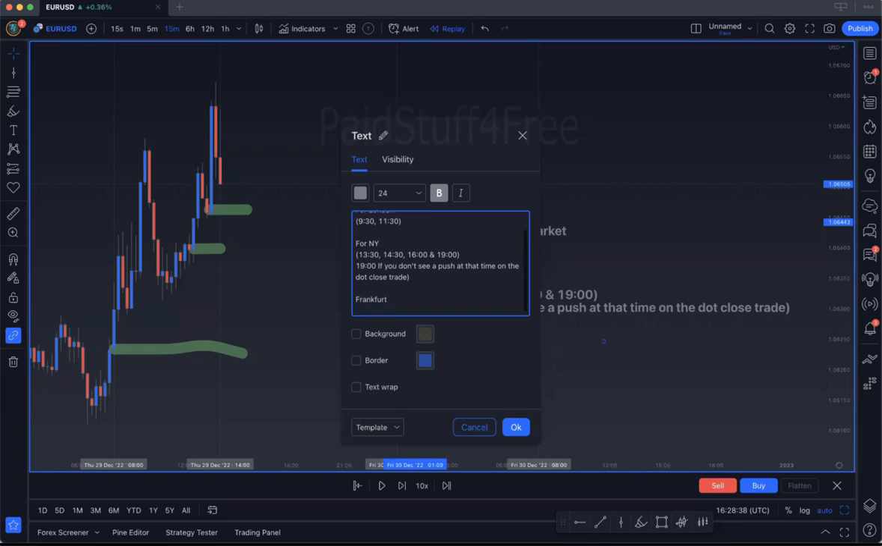Frankfurt. Frankfurt definitely 07 to 015. Actually 07 to 030, honestly, just to be more realistic. 730. And just drop this down. Now Tokyo gives some good entries at 04, but I never take them honestly because sometimes it can be sketchy.